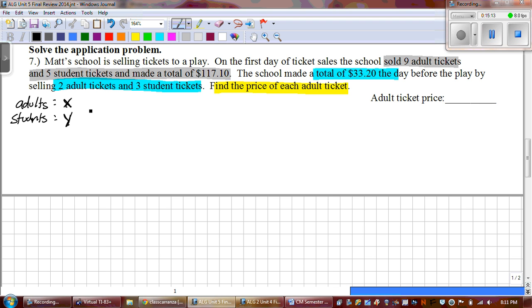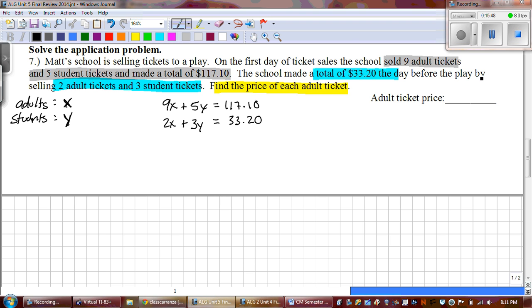There are two of them. In the gray, our first sentence, it says we have 9 adult tickets plus the 5 student tickets equals a total of $117.10. Okay, now we have to be careful in the blue. The first thing they tell us in the blue is the total, which is $33.20. And then they sold 2 adult tickets plus 3 student tickets.